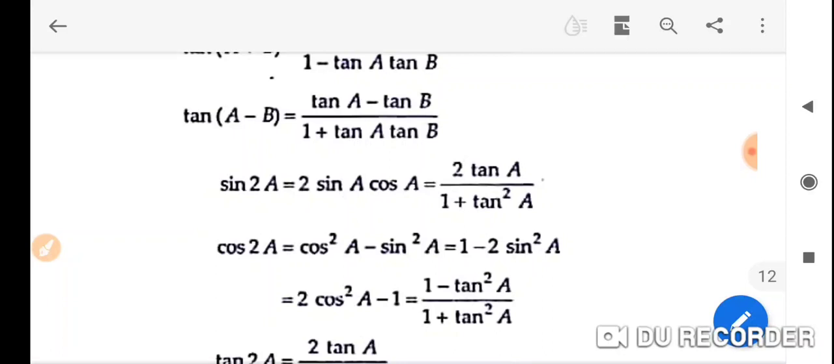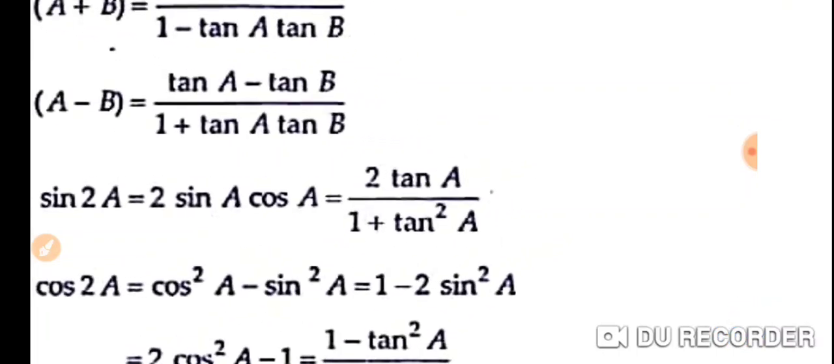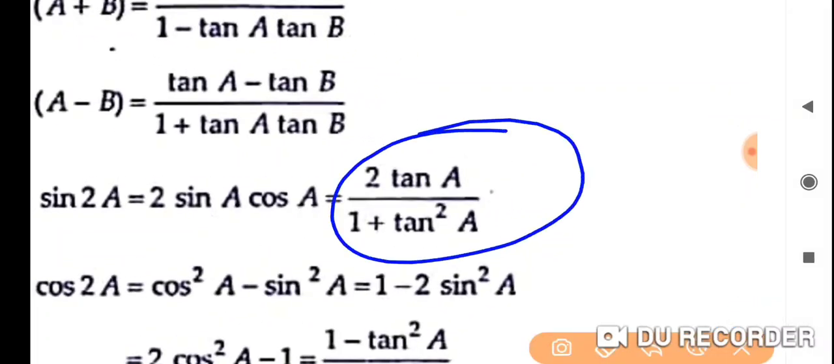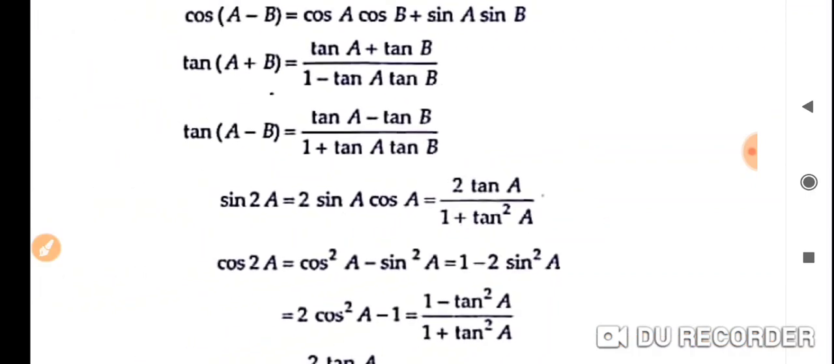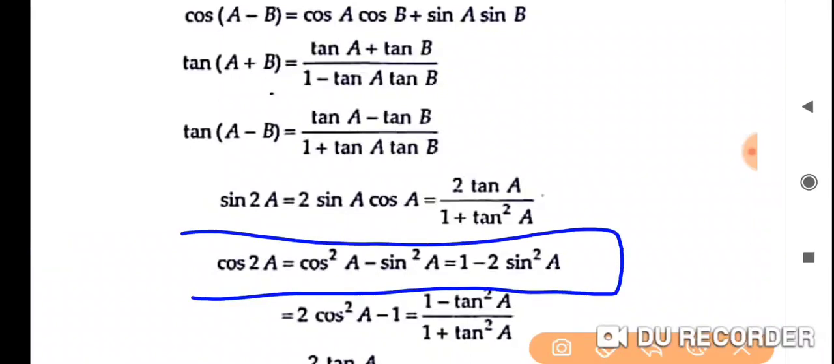And the tan formula for sin 2A is 2 tan A divided by 1 plus tan square A. Cos 2A is cos square A minus sin square A.